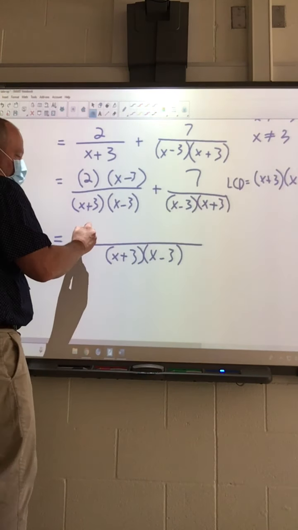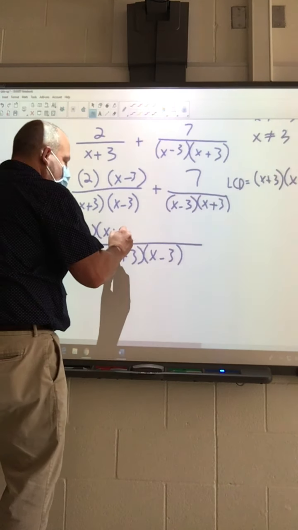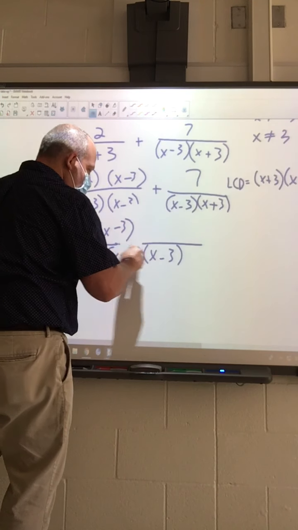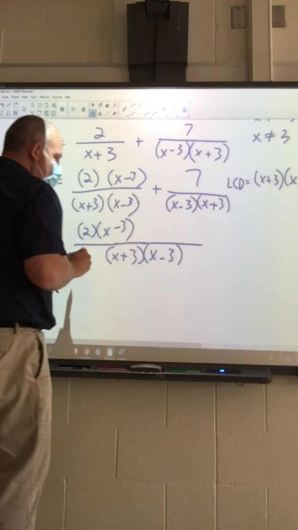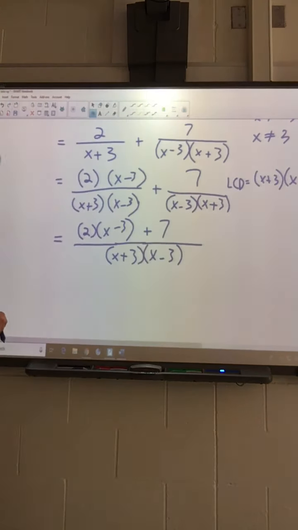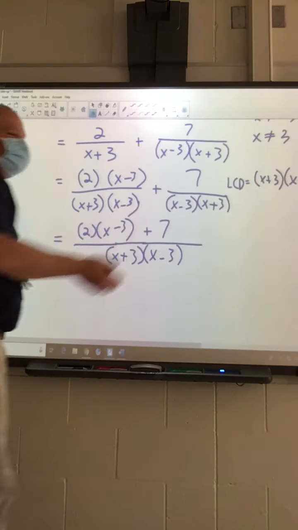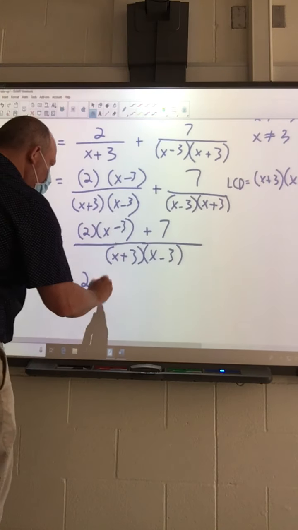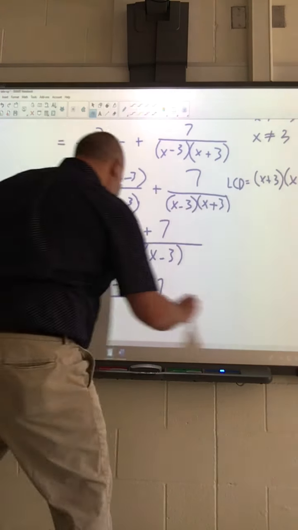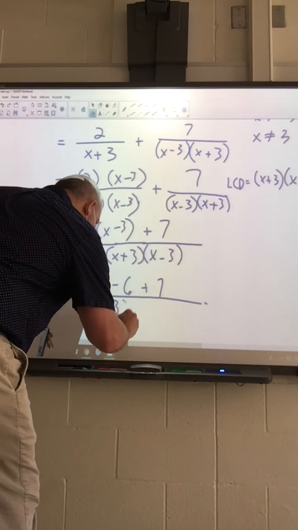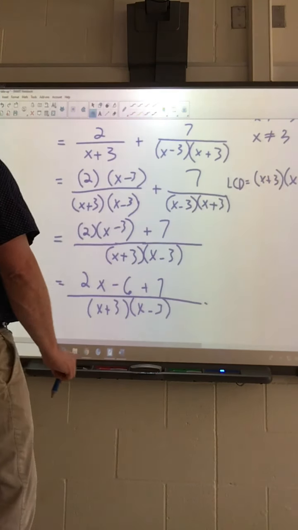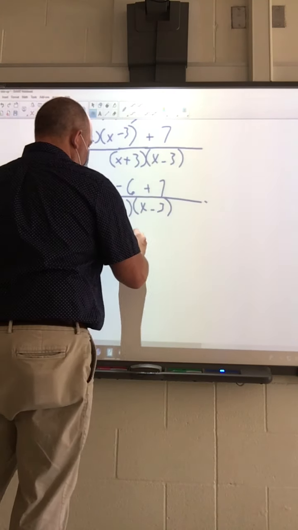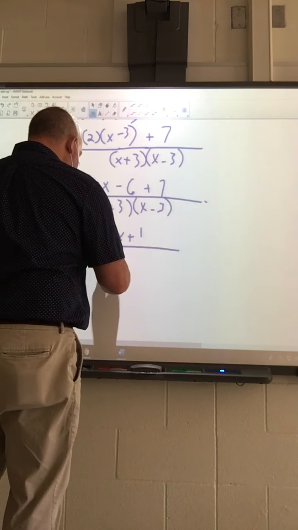Okay, and then we have our 2, I guess I could do this line, x minus 3, and then plus 7. Okay. I didn't have to do anything to this denominator. I guess you can multiply top and bottom by 1 if you wanted to. Okay. Then you expand it out. I get 2x minus 6 plus 7 over x plus 3, x minus 3. And then it's just simply 2x plus 1. Okay, not too crazy.